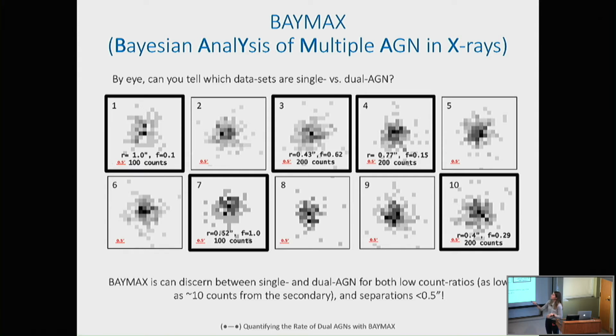So if you look at panel 1, for example, the separation here is quite large. It's an arcsecond, but the count ratio is 0.1. So with 100 total counts, that means the secondary is contributing around 9. If you look at panel 3, the count ratio is higher here, so it's 0.6, but the separation is smaller than 0.5 arcseconds. So in general, to probe the lower separations, you'll need a higher count ratio and vice versa, and that will, of course, also depend on the total number of counts that you have.